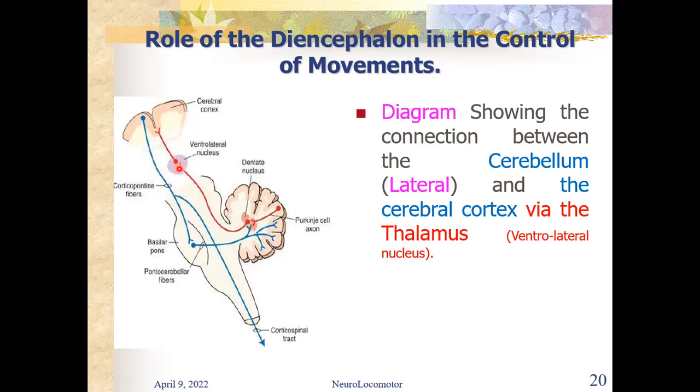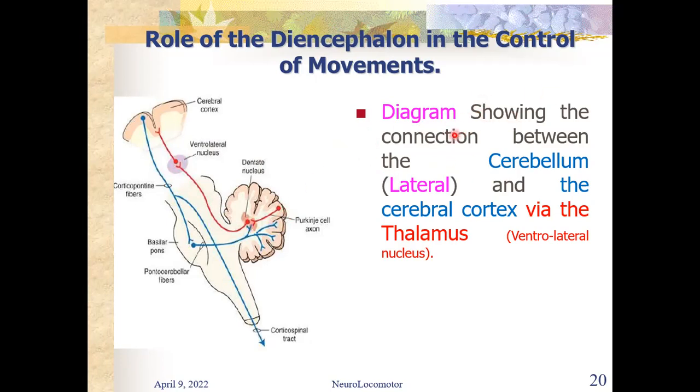This is the diencephalon. This is the thalamus. Looking at the role of the diencephalon in the control of movements, most of the efferent pathways from extrapyramidal structures and even from the motor cortex pass through the thalamus. So for example, this is the dentorubro-thalamic cortical tract that we have been talking about. That is what this diagram shows you.